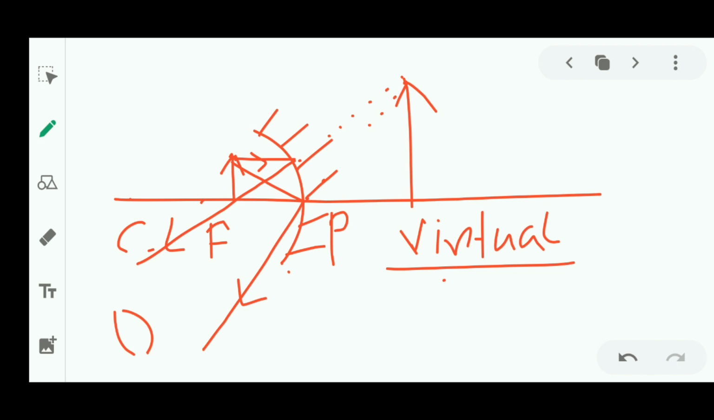Another thing, the image is erect. Why is the image erect? Because it is not upside down, it is straight, erect. And another thing is, it is highly magnified. So why is this question very important?